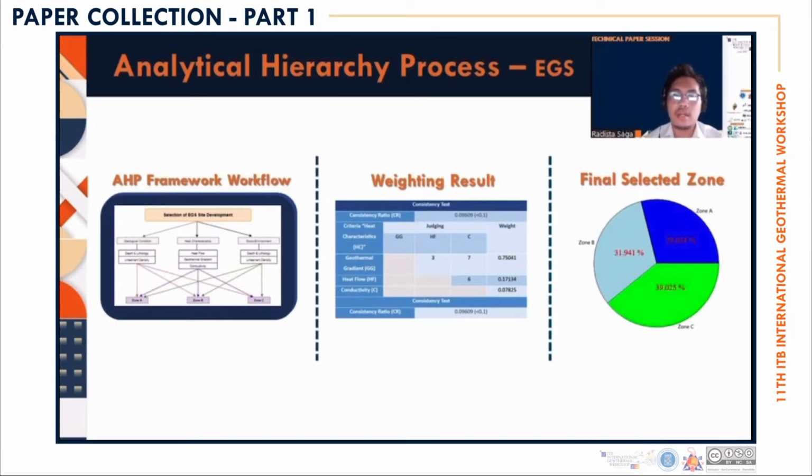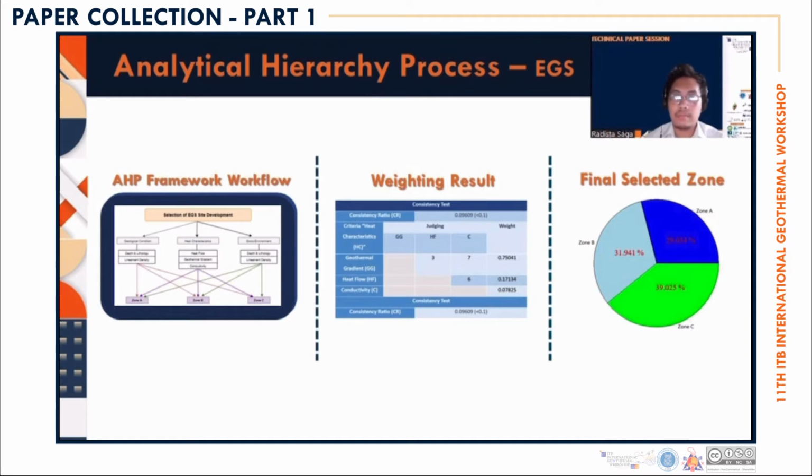The criteria involved are heat characteristic, geological condition, and socio-environment. The criteria are developed further into a four-level framework, where each criterion is divided further into sub-criteria. Under socio-environment, there are land use and conservation area, and also population density. Under heat characteristic, there are heat flow, geothermal gradient, and conductivity. And last, under geological condition, there are lineament density, depth, and lithology.